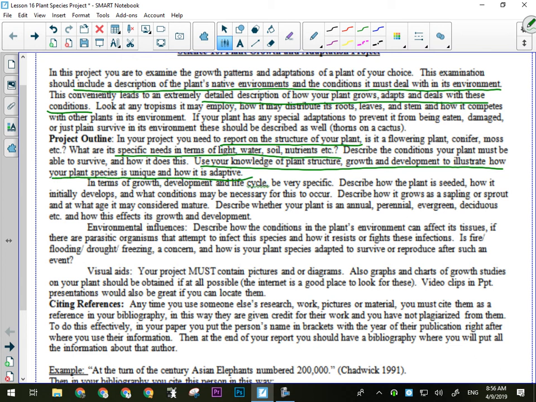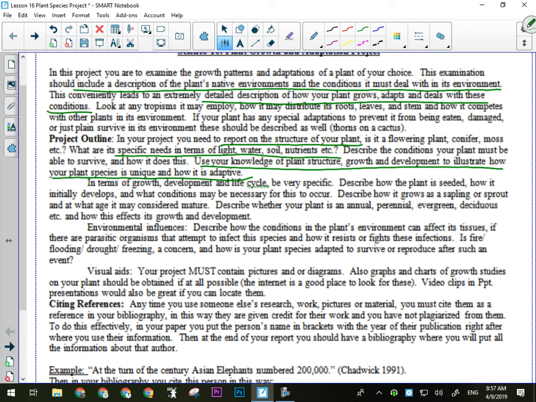In terms of growth, development, and life cycle, be specific. Describe how it is seeded, how it initially develops, and what conditions may be necessary for this to occur. Right now, there's a plant in the tropical rainforest in South America that is going extinct because its seeds have to pass through the tract of the dodo bird, which is extinct, in order to germinate. So that plant species is going to go extinct because the organism that is supposed to transport its seeds is dead. That's an extreme case, but it would be an example of conditions that may be necessary for it to occur.